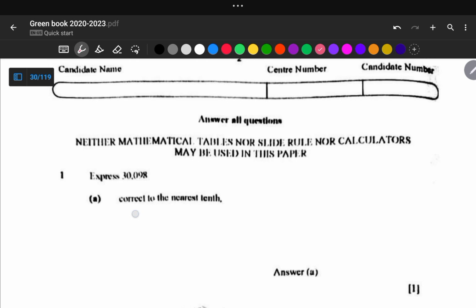Okay, so question number 1 says express 30.098 correct to the nearest 10th. So 0 is our unit, and the 0 after the decimal point is our 10th, and this 9 is our 100th. For us to express our answer correct to the nearest 10th, we consider this 9 here. If this number is 5 or greater, we round this 0 up to 1, and if it is less than 5, we maintain that 0. So 9 is greater than 5, so we simply round this 0 to 1, and it is now 30.1. So 30.1 is our final answer for number 1A.